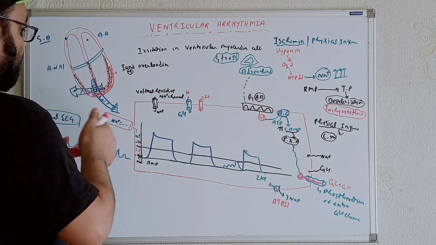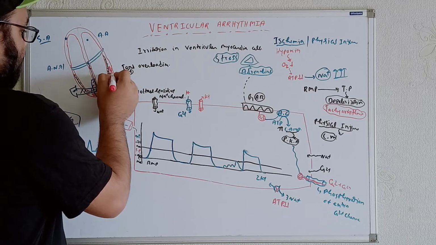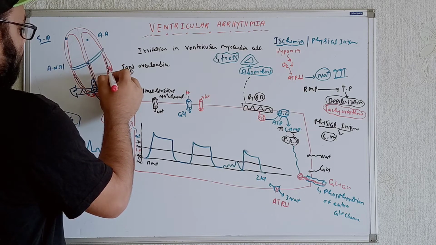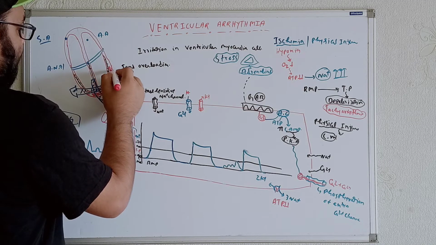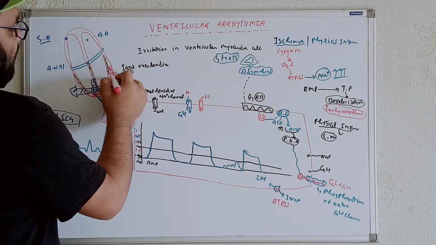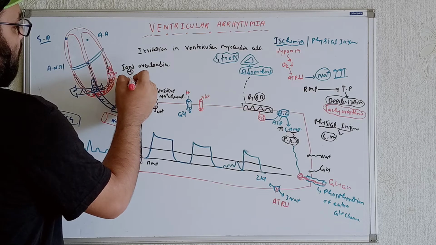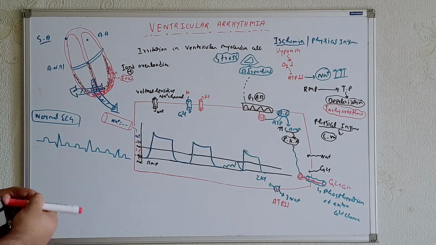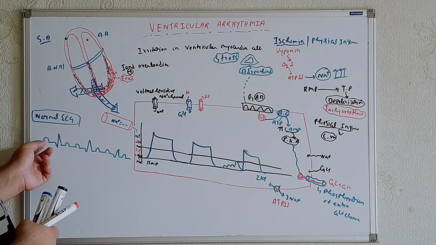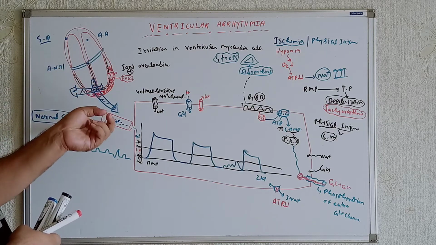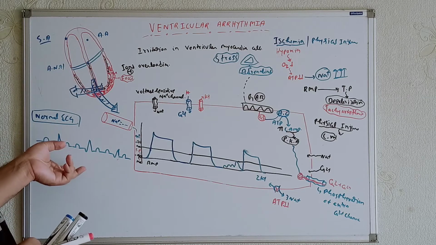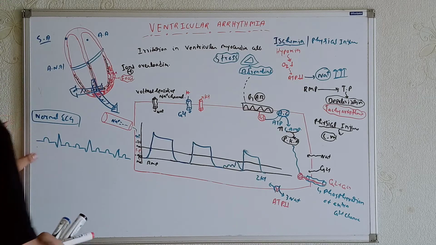Okay, let me use this color only, I think it will be better. This is a cell. Okay, so we'll get the foci. Now this foci will cause depolarizations pathologically, so that will not follow the physiological process, it will cause pathological depolarization. And what type of ECG pattern will we get over here? Let's talk about those things.